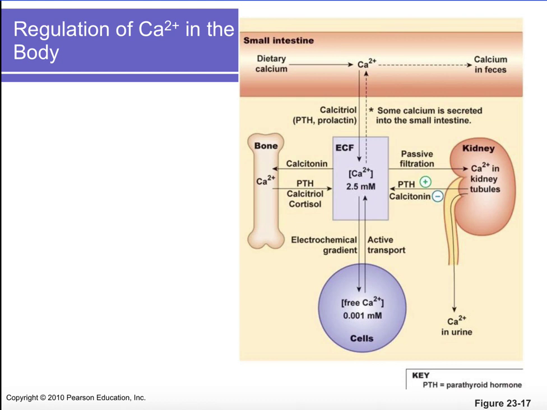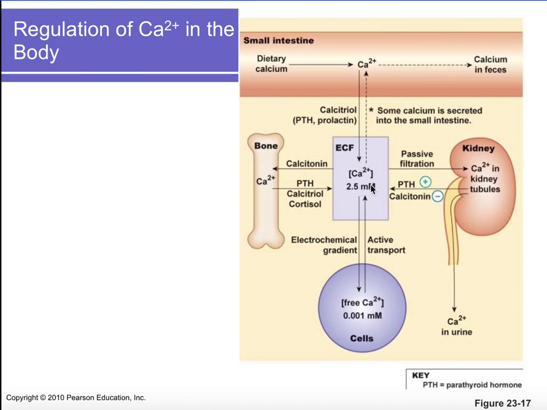Calcitonin causes our calcium to reduce, to go down. So when our calcium is too high, we would want to release calcitonin, and that will lower our blood calcium. So if we want to lower calcium, we're actually going to take the calcium from our blood and put it into our bone, and you can see calcitonin doing that.